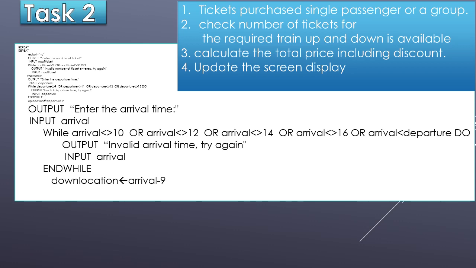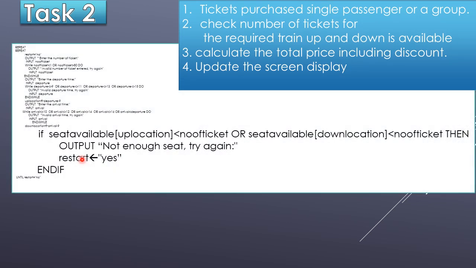Once they have given all three inputs properly, now we are going to check again whether the two trains, the up train and the down train, have enough seats. The seat availability must always be more than, or exactly equal to, the required number of tickets. If so, then we can allow them to purchase the tickets. Otherwise, we should ask from the beginning for the number of tickets with a new value.